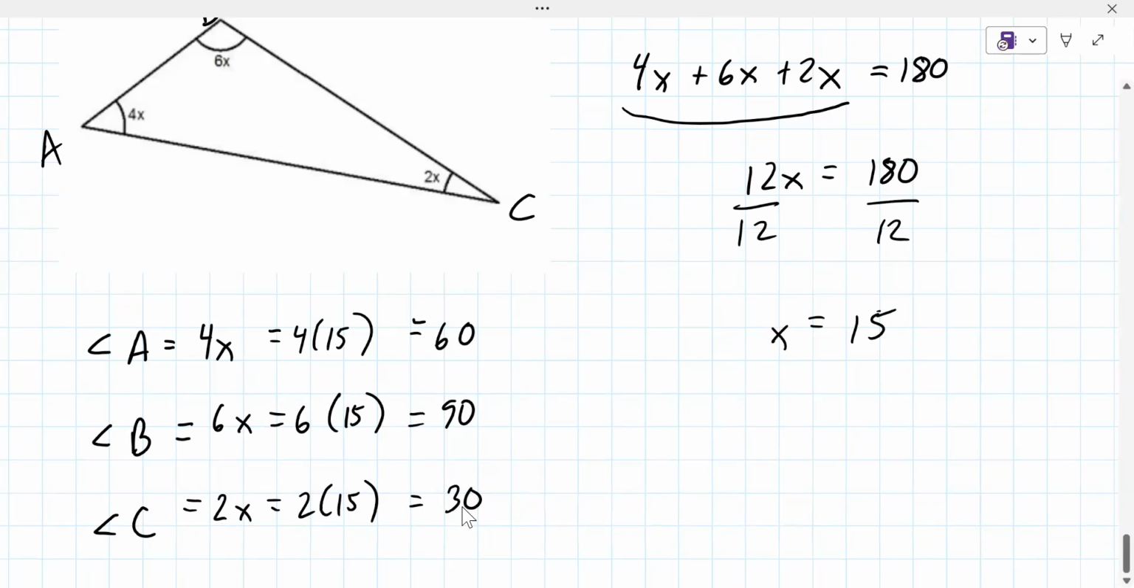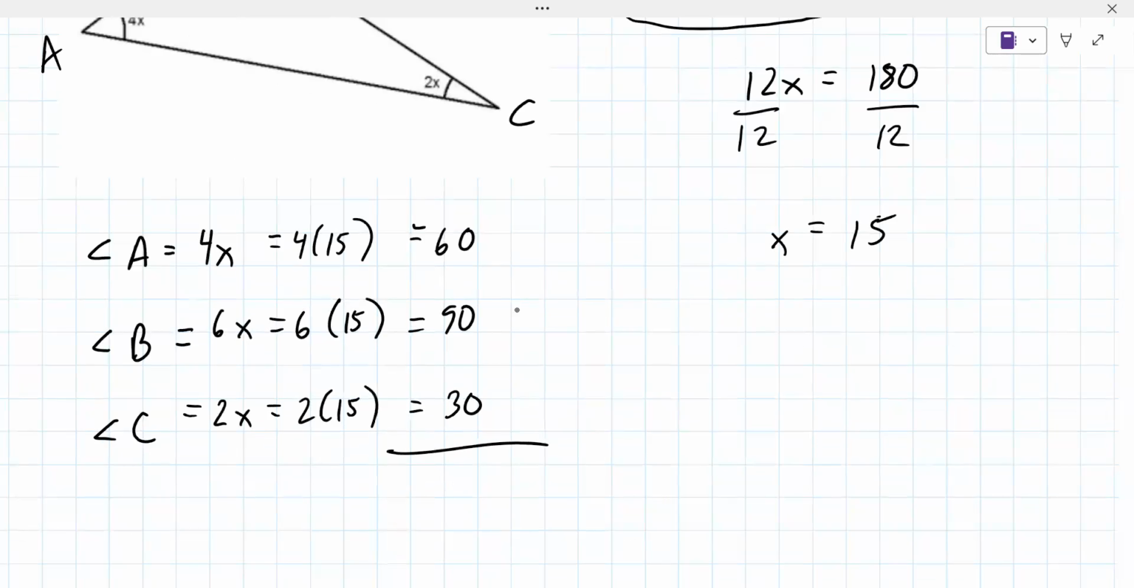It's okay. Do these three angles add up to 180? It's 60 plus 90 plus 30, 180. Mm-hmm. Yes, it is. All right, very good.